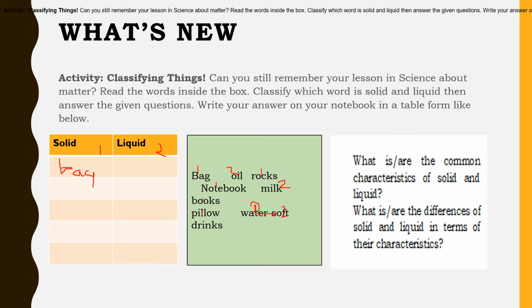Did you have the same answer? Now, what are the common characteristics of solid and liquid? Do they have common characteristics? As I remember, the solid is hard, it has its own space, it has shape and size. Unlike liquid, which follows the shape and size of the container. What are the differences of solid and liquid in terms of their characteristics?